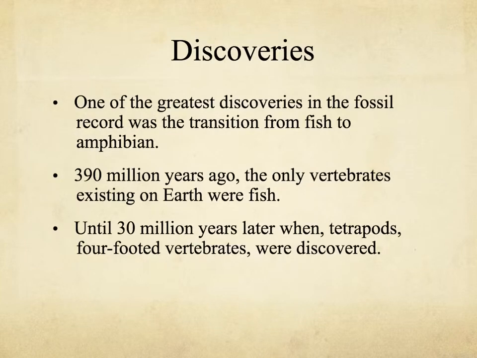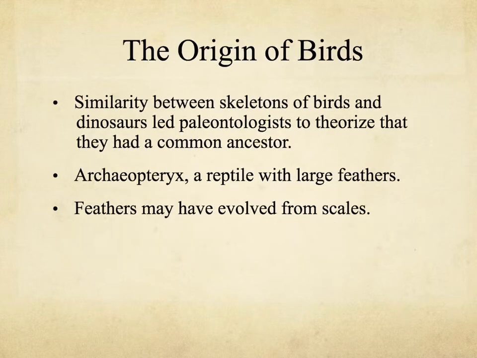One of the greatest discoveries in the fossil record was the transition from fish to amphibian. 390 million years ago, the only vertebrates on Earth were fish, until 30 million years ago when tetrapods, four-footed vertebrates, were discovered. Since the 19th century, the similarity between skeletons of birds and some dinosaurs, even though they are reptiles, led paleontologists to theorize that they had a common ancestor.